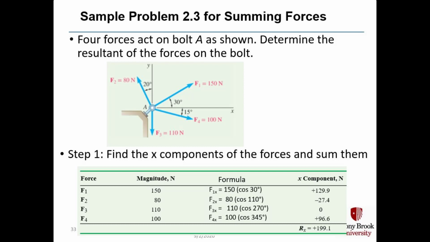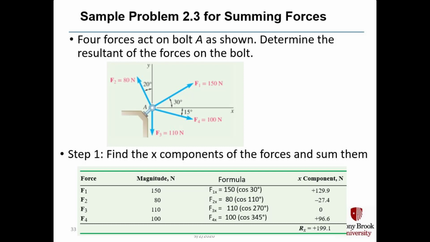4 forces act on bolt A, as shown in this diagram. Determine the resultant of the forces on the bolt. In step 1, we find the x components of the forces and sum them. So for each of these forces, F1 to F4, we define their magnitudes, which are 150, 80, 110, and 100 respectively. And then we show the formulas that we use to find the x components of the 4 forces. And notice that we have to take the cosine of the angle as defined relative to the positive x-axis.